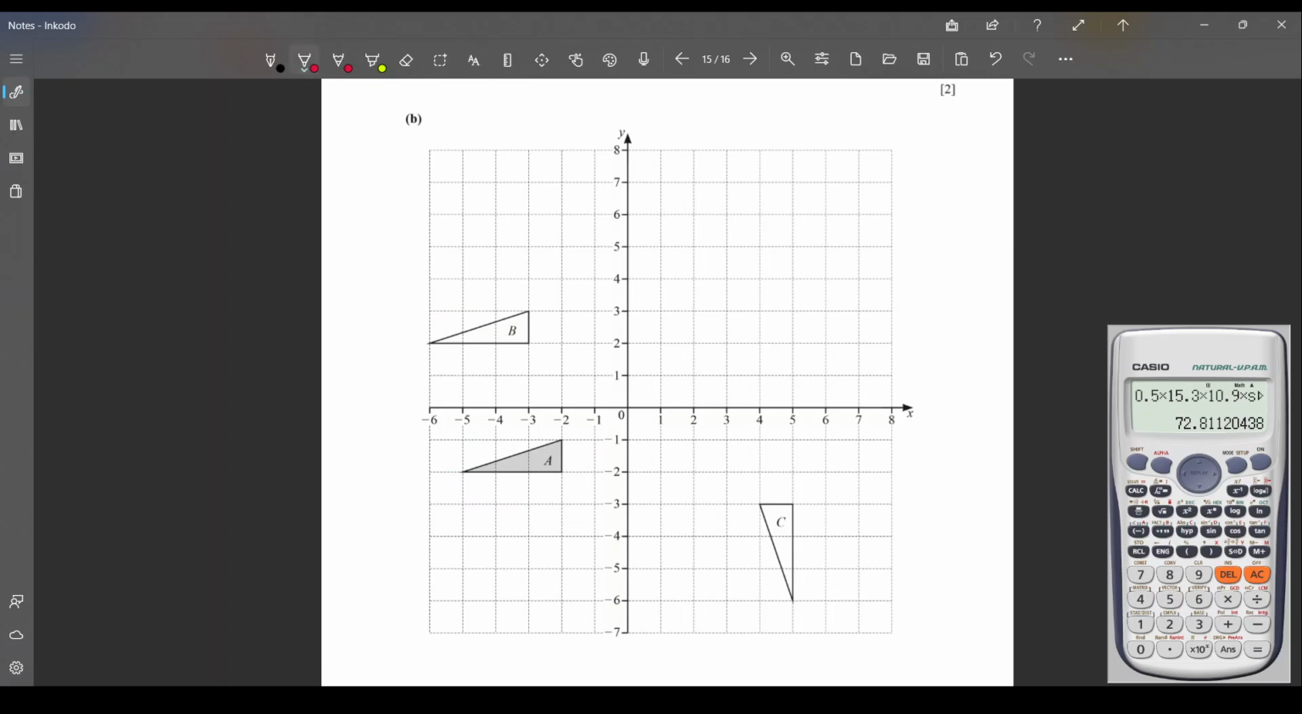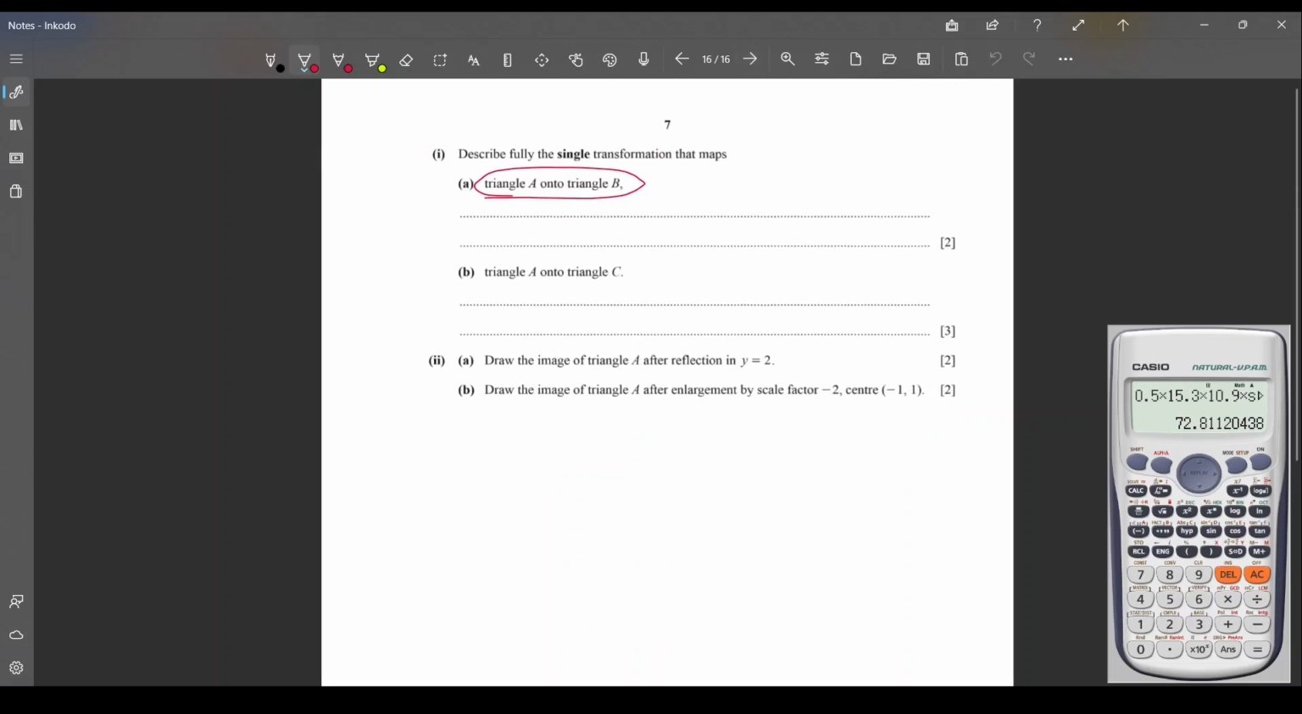So you know that it is just shifted. If you take any point, it is just shifted 1 unit towards the left and 1, 2, 3, 4 units towards the top. So what is happening here? Translation. So you'll be writing translation by column vector, 1 unit towards the left and 4 units towards the top.